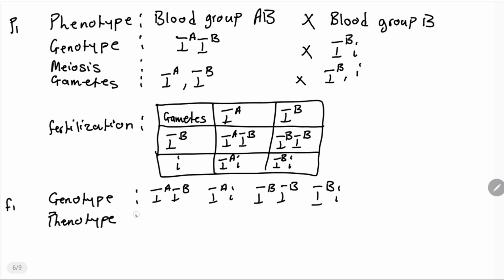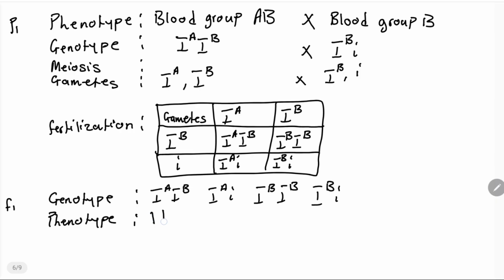Now let's look at the phenotype of the offspring. So we know that this offspring is going to have blood group AB, right? This offspring is going to have blood group A. That is simply because the allele for blood group A is dominant to the allele for blood group O. And this person is going to be homozygous for blood group B, and this person is going to be heterozygous for blood group B. Now let's write the phenotype.